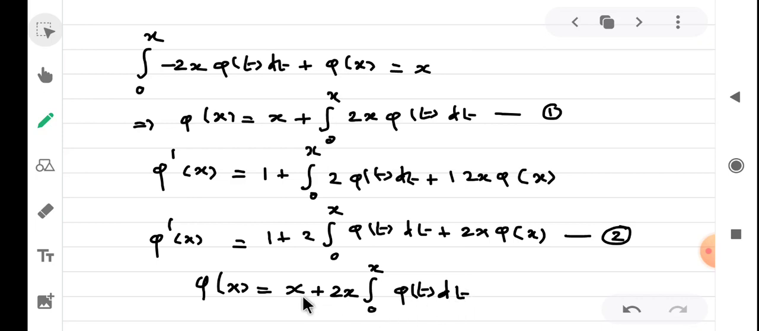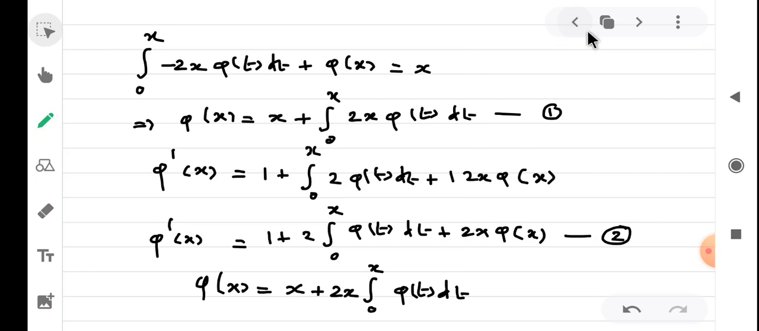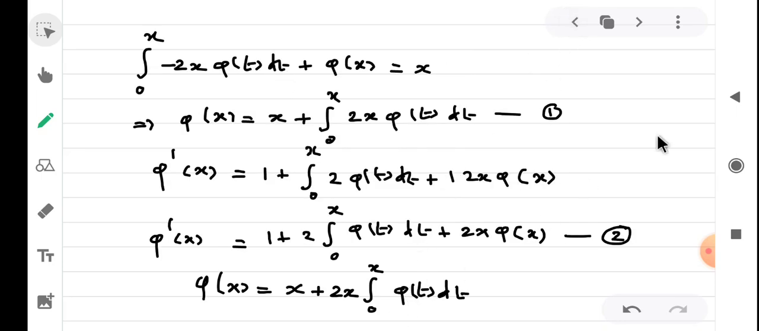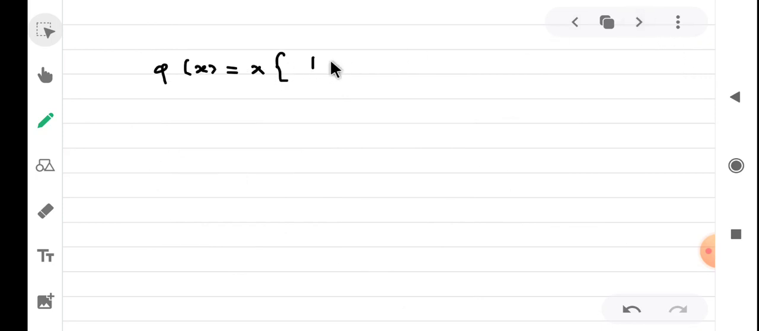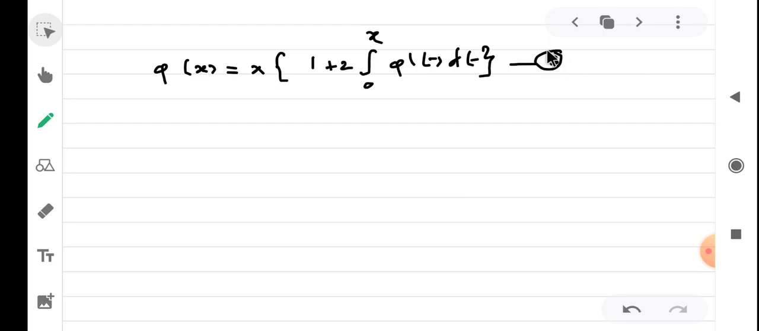Here also I am having 2x, so just pull this x outside. So from this I will get phi of x is equal to x into 1, x into 1 plus 2 times integral 0 to x phi of t into dt. Okay, so call this equation number 3.